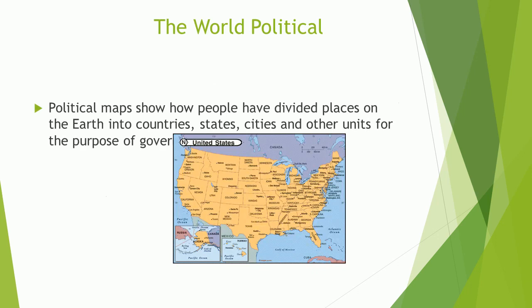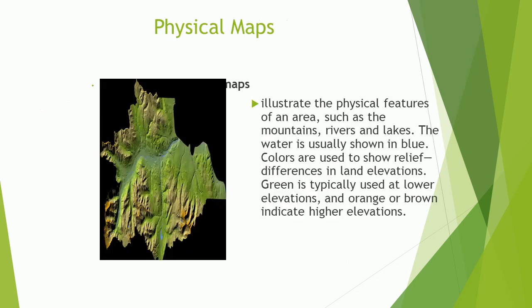The world political. The world political maps show how people have divided places on the earth into countries, states, cities, and other units for the purpose of governing them. Physical maps illustrate the physical features of an area, such as the mountains, rivers, and lakes. The water is usually shown in blue.